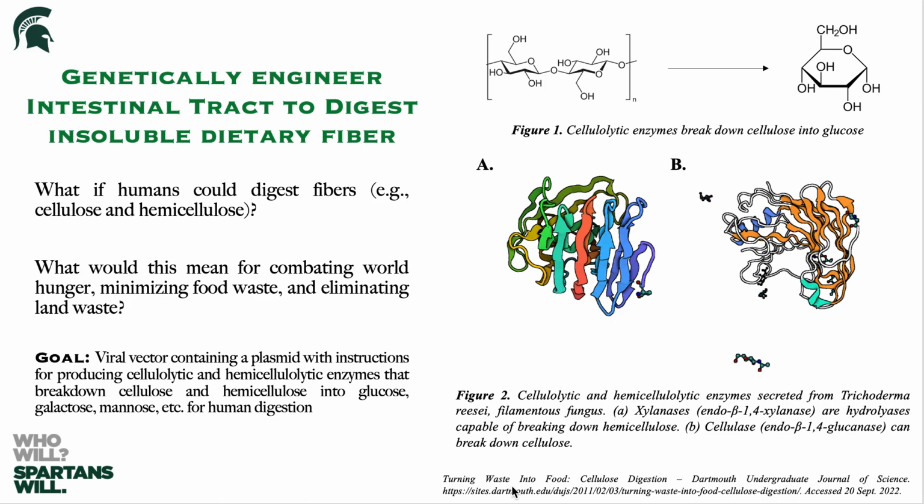So if you have an old wood table, you can grind it down to sawdust and store it in your pantry and eat it. Or if you have a cardboard box that you don't feel like crushing, you can have it for dinner. If you're stranded, you could eat your cotton shirt. So a lot of different possibilities. So genetically engineering the intestinal tract to digest insoluble dietary fibers.